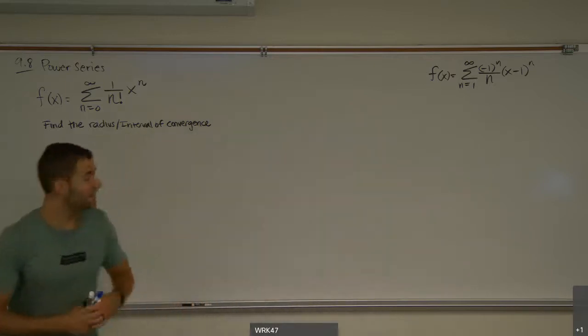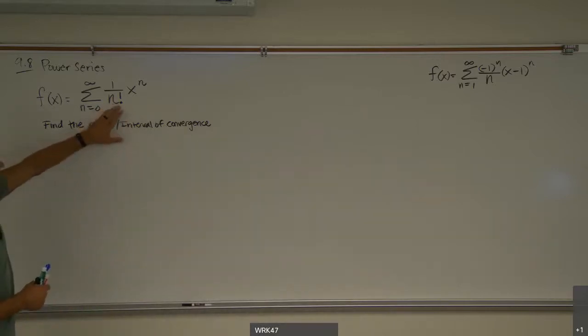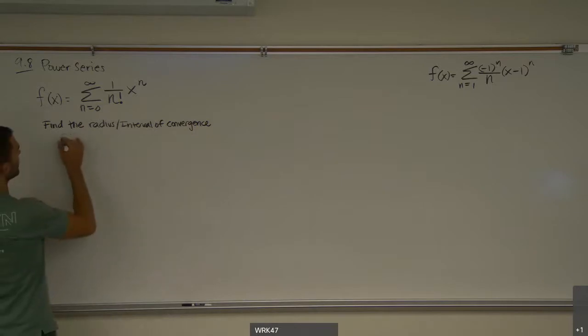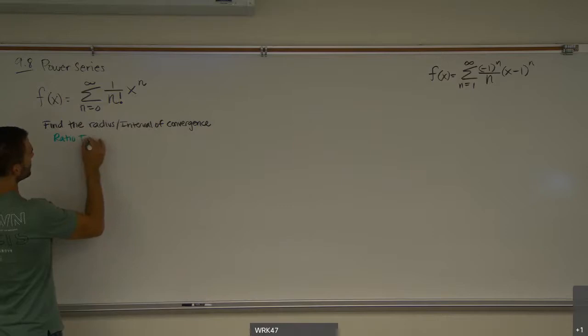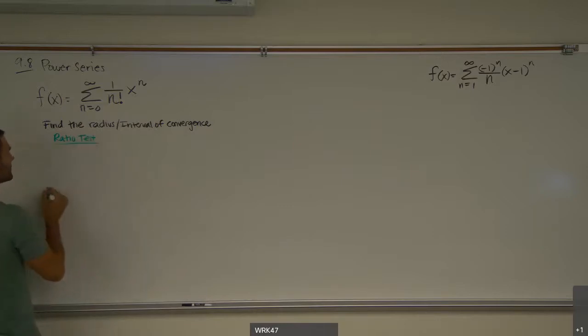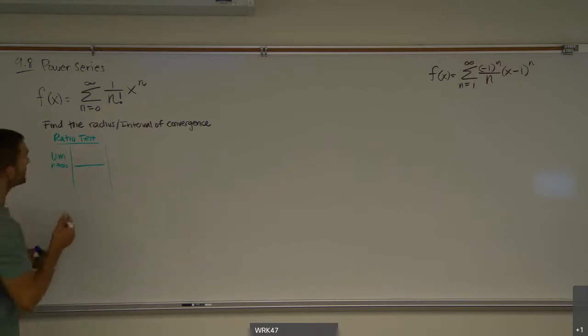Now in this case, because of the factorial in this power series, I'm limited to the ratio test. And so we're going to use the ratio test to determine for what values of x this series converges. So remember how the ratio test works. You take the limit as n goes to infinity of the absolute value, and this is what's important, this is what's going to give me my two-sided inequality that we talked about in the last video.